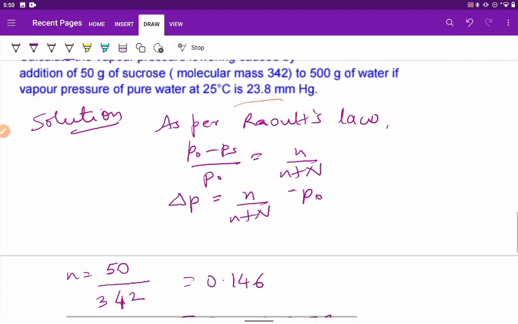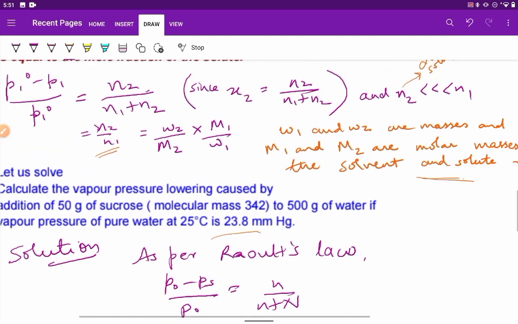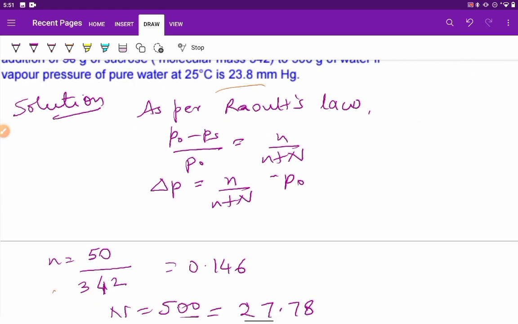Now as per Raoult's law, P naught minus Ps divided by P naught will be equal to n2 by n1 plus n2, which you have seen just now. So P naught minus Ps is delta P, that is equal to n2 by n1 plus n2 into P naught. Now what is n2? N2 is 50 by 342 because 50 is the gram of sucrose given, 342 is molecular mass. So what we have seen here, W2 by M2. So this is equal to 50 by 342, which comes to be 0.146.